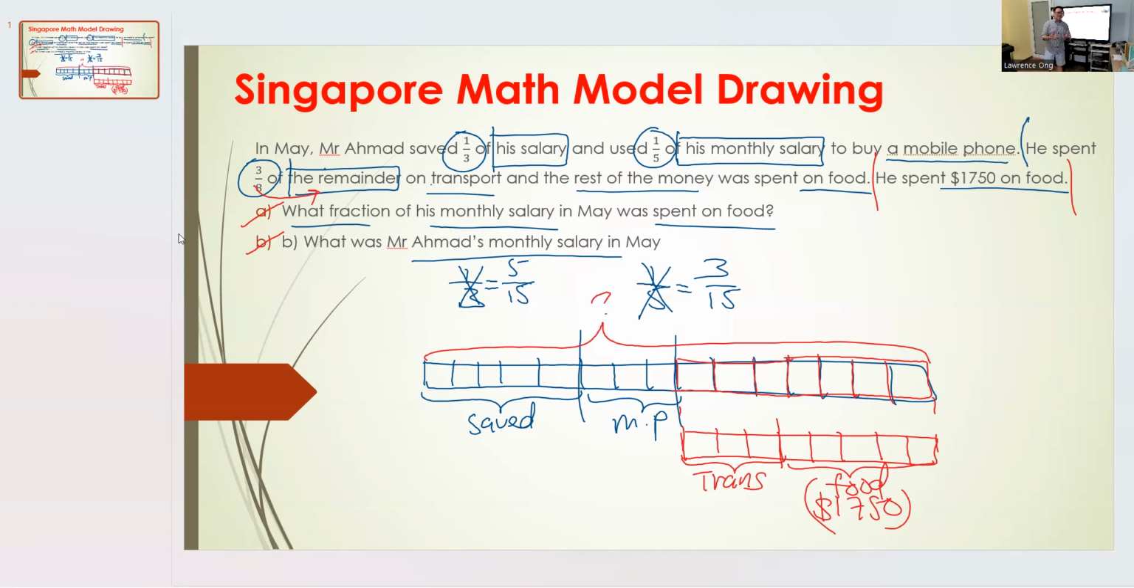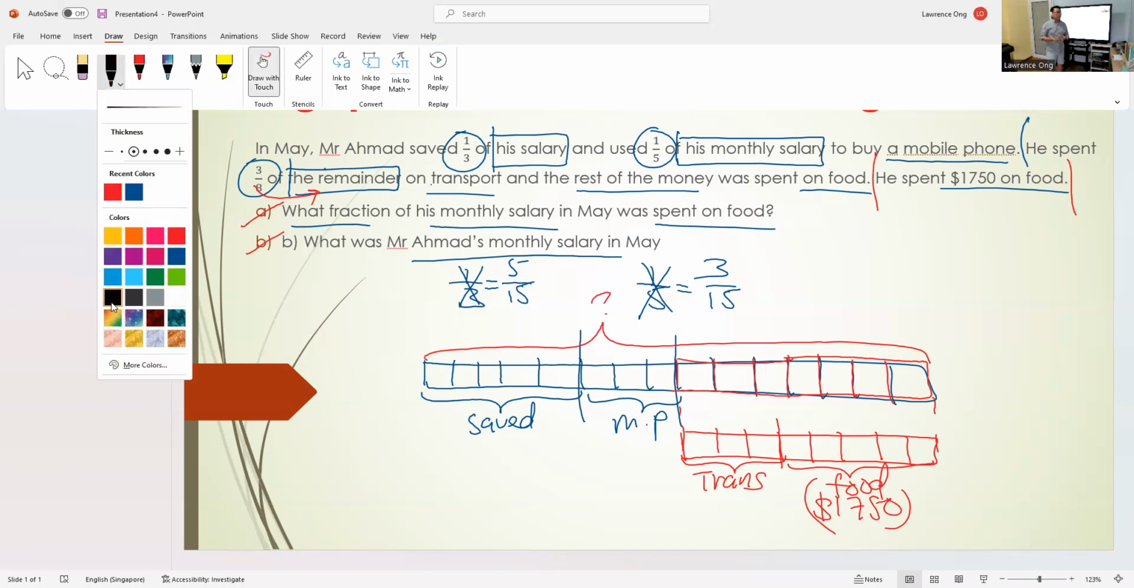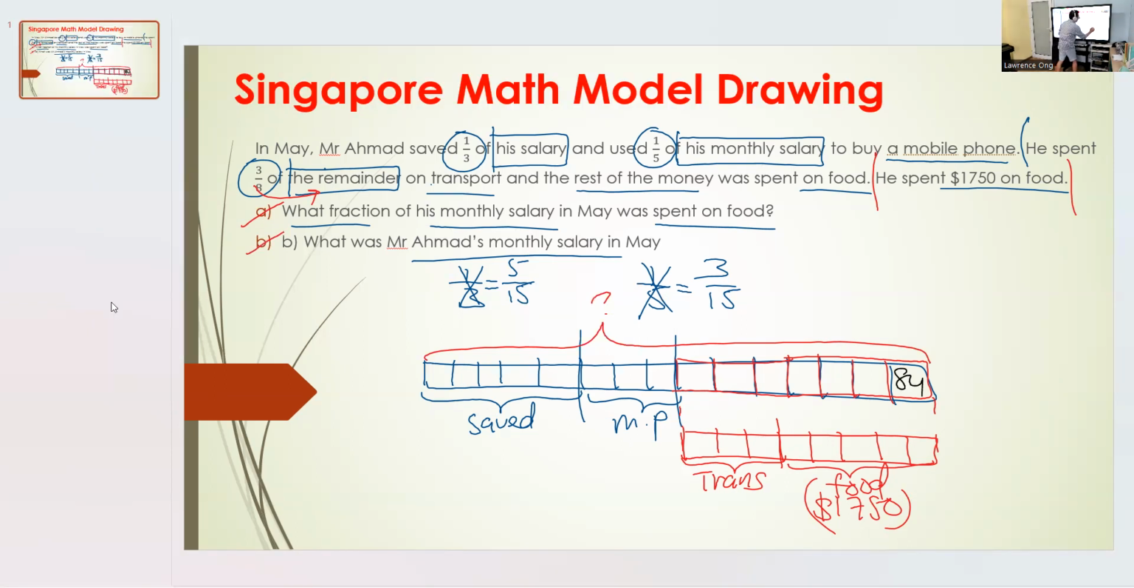All right, so what is a good model? A good model is when you look at the model, you don't need to look at the question. You can actually solve it already without looking at the question. So you look at the model, you can see that the boxes are not the same size. There are big boxes and there are smaller ones. So I will put 8 units there, 8 units inside every one of the boxes.